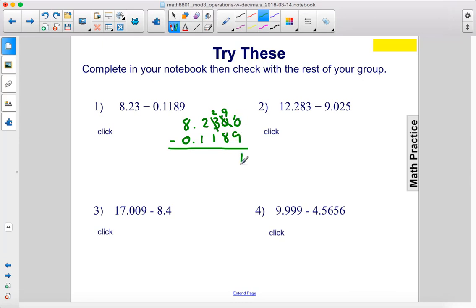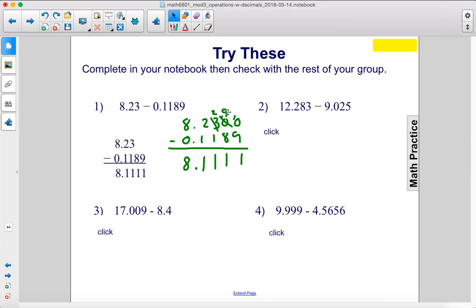So 10 minus 9 is 1, 9 minus 8 is 1, 2 minus 1 is 1, 2 minus 1 is 1, and 8 minus 0 is 8. So that's how you borrow the numbers from the left.